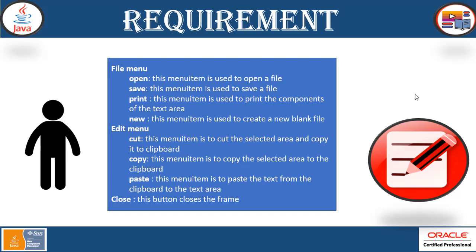In the Edit menu, we can cut, just like in an editor, a notepad type of thing, which is used to cut the selected area and copy it to the clipboard. Copy is used to copy the selected area to the clipboard, in a buffer, and paste is used to paste the text from the clipboard to the text area. So once it is cut or copied, the option will be based on that and will paste it to the text area from the clipboard. And close will exit from the frame.